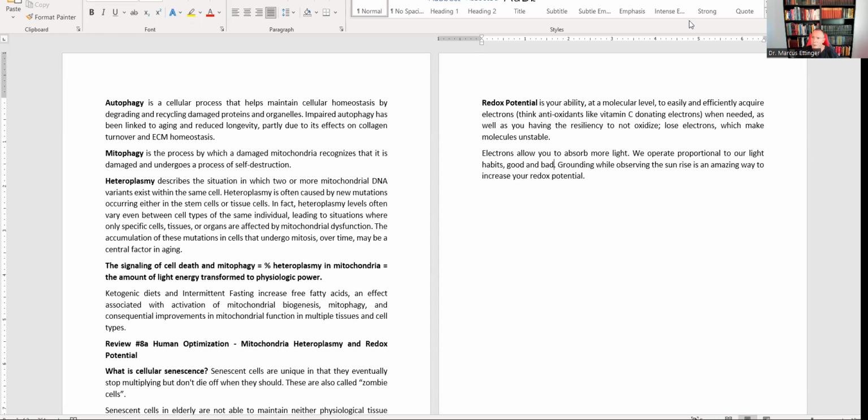Now, redox potential. So we have oxidation, and then we have redox potential. So you can take an antioxidant, or we have our innate ability to have a redox reaction. It's called redox potential. It's our ability at the molecular level to easily and efficiently acquire electrons. Think antioxidants like vitamin C donating electrons when needed, as well as having the resiliency to not oxidize. All these things are keys. Lose electrons, which makes molecules unstable.